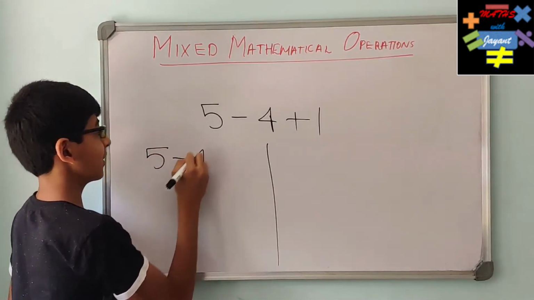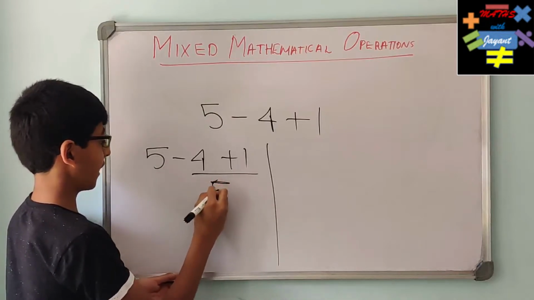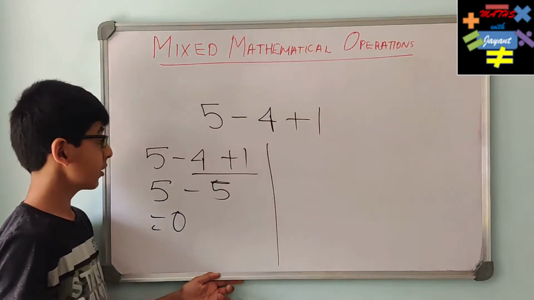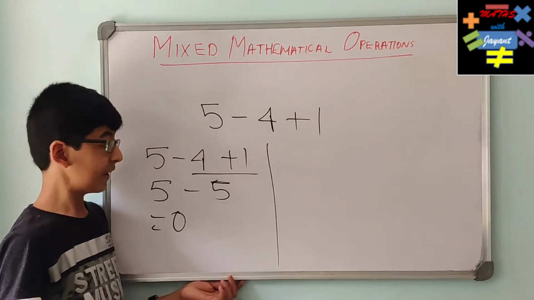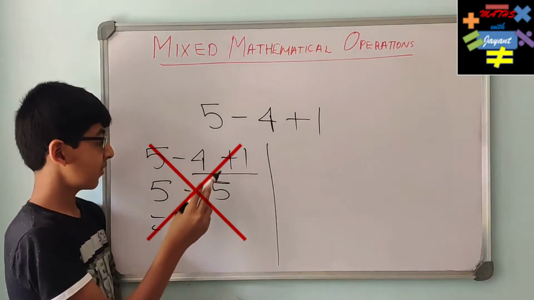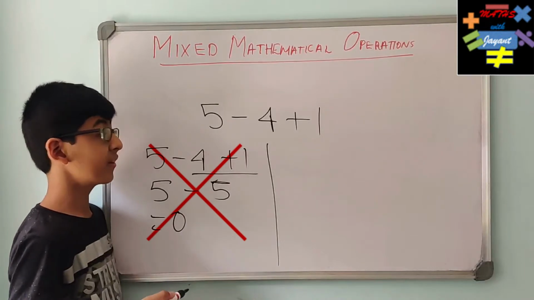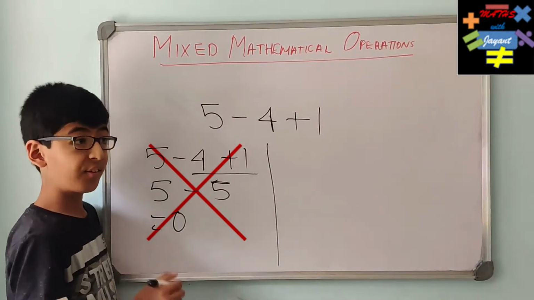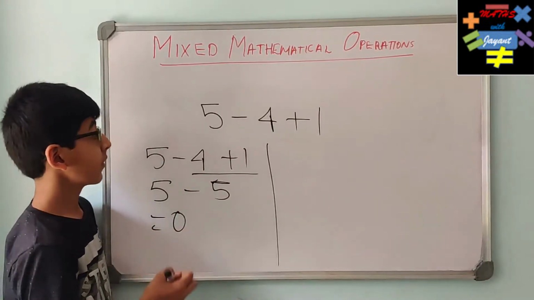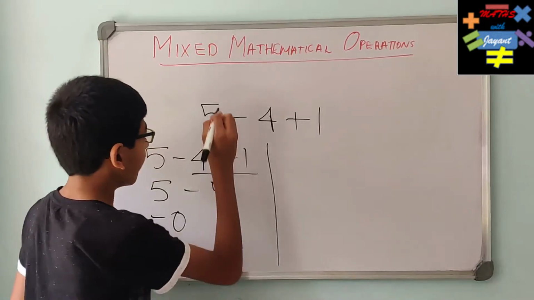So like this we solve 5 minus 4 plus 1. So this became 5 and this answer became 0. But you are going to be surprised to know that this is wrong. Yes, this is wrong. So now let us understand why this is wrong and what is the correct method to solve these questions.